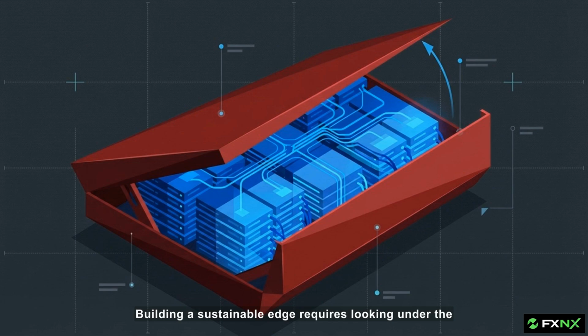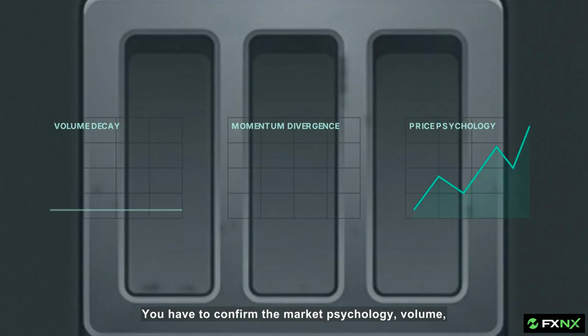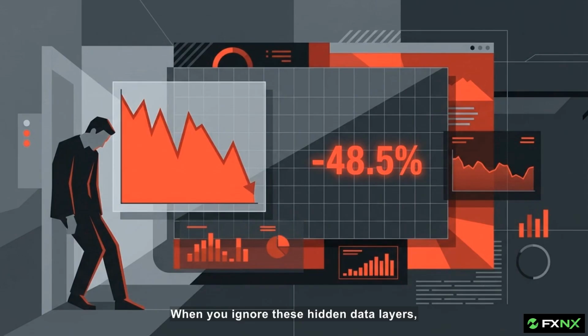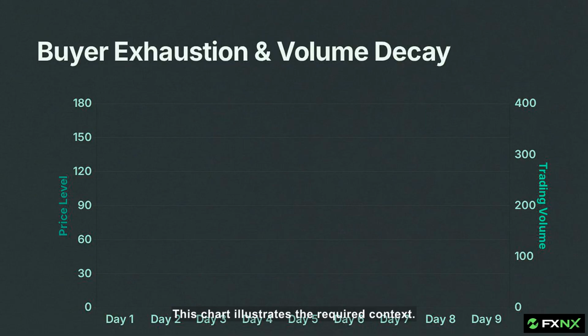Building a sustainable edge requires looking under the hood. You have to confirm the market psychology, volume, and momentum before the trade is valid. When you ignore these hidden data layers, you transform a logical strategy into a reckless gamble. This chart illustrates the required context.